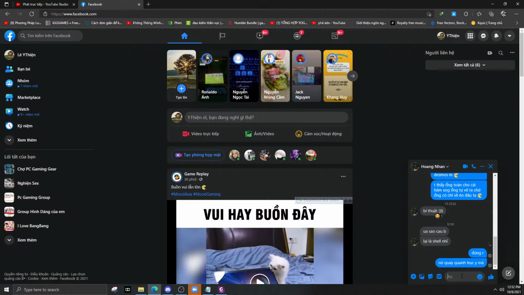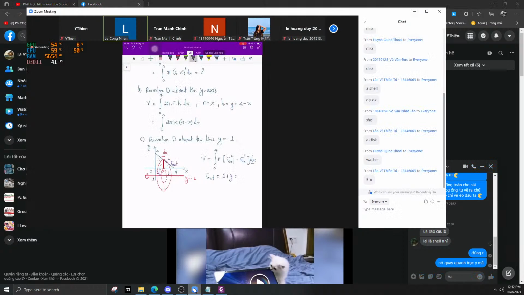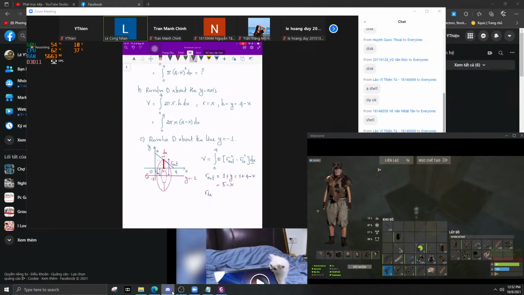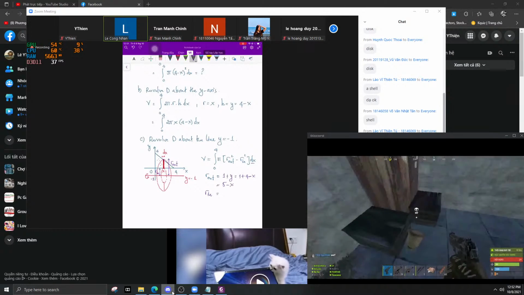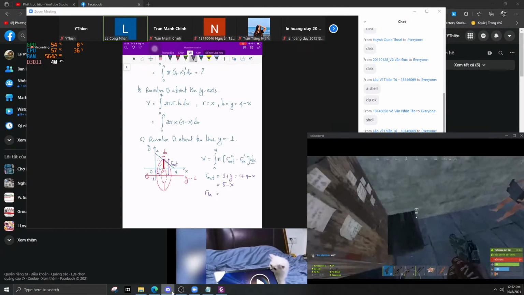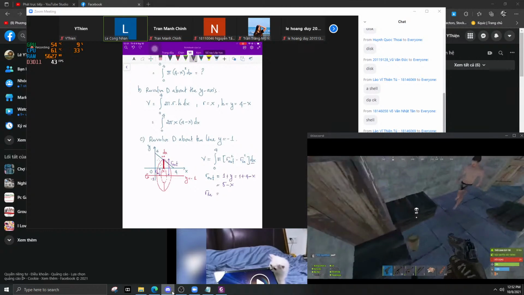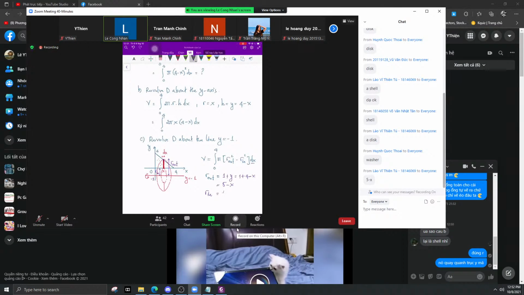Okay, but x is the variable of integration, so we need to compute y in terms of x. This point is contained in the line y equals 4 minus x. So we have 1 plus 4 minus x, so we get 5 minus x. And the inner radius is the distance between the line y equals -1 and the x-axis, so we get 1.